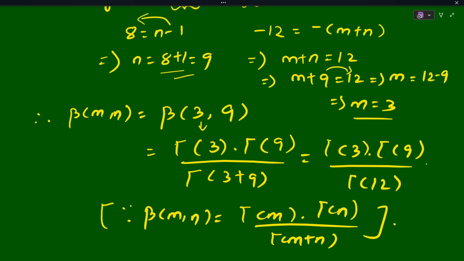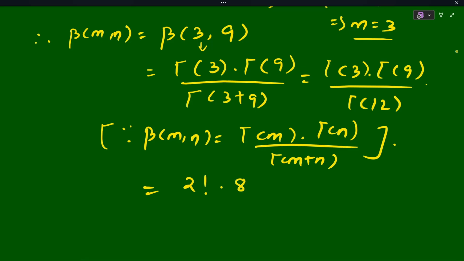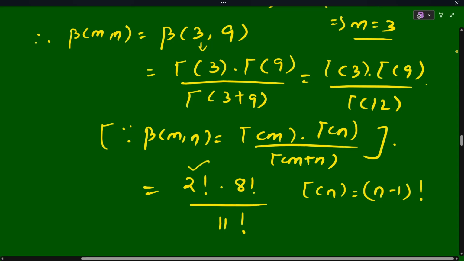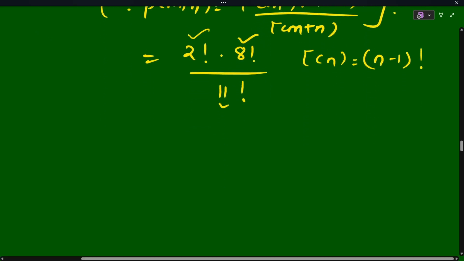Okay, and you have to find out this value also. So what will be gamma 3? Gamma 3 is 2 factorial, then gamma 9 is 8 factorial divided by gamma 12, which is 11 factorial. So here the formula is gamma of n is n minus 1 factorial. So wherever there was n, I have written n minus 1 factorial. See, here it is gamma 3, then this value is 3 minus 1, 2 factorial. Similarly, gamma 9 is 9 minus 1, that is 8 factorial. Similarly, gamma 12 is 12 minus 1, that is 11 factorial. Then calculate this one and write the final answer.